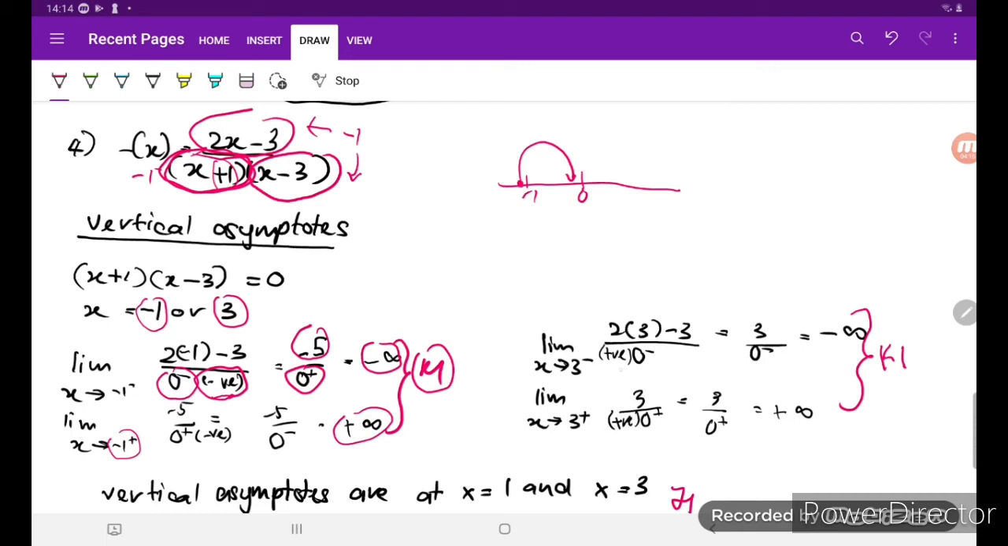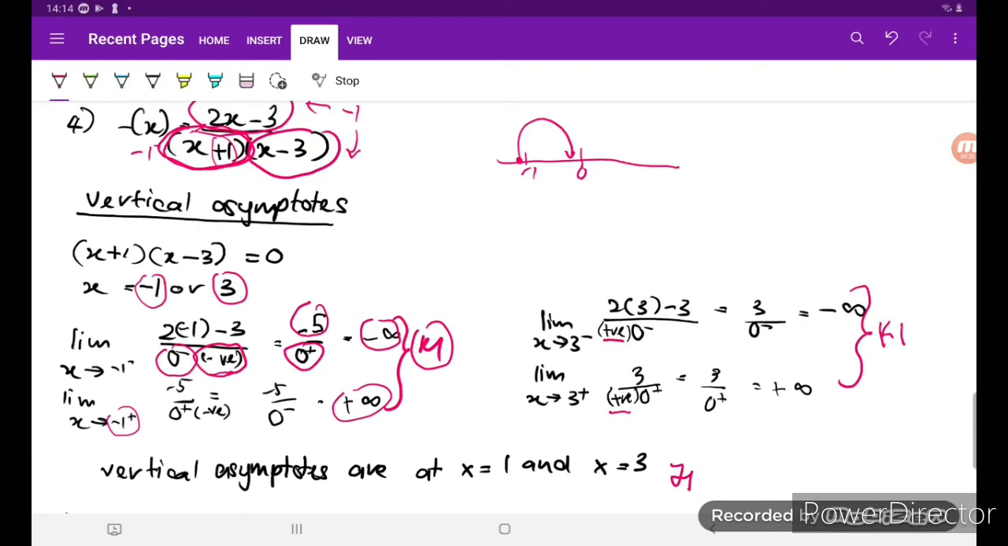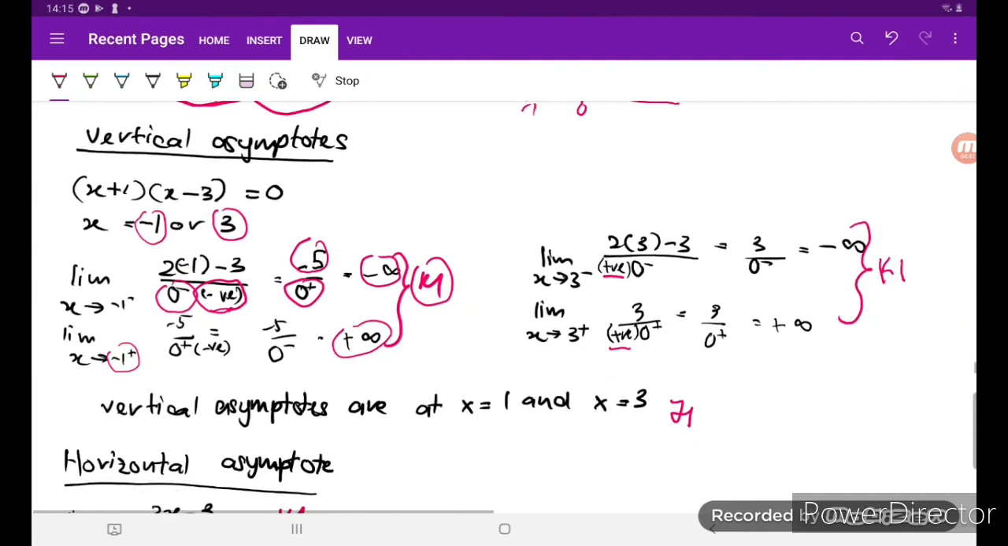Take note that the negative that I wrote here is actually a value, but I just put negative positive there. Okay. So we can assume that vertical asymptotes are at x equals to 1 and x equals to 3. According to what we calculate, both I get infinity. It doesn't matter whether negative or positive infinity, as long as it is infinity. Okay, so assumption, we get J1.